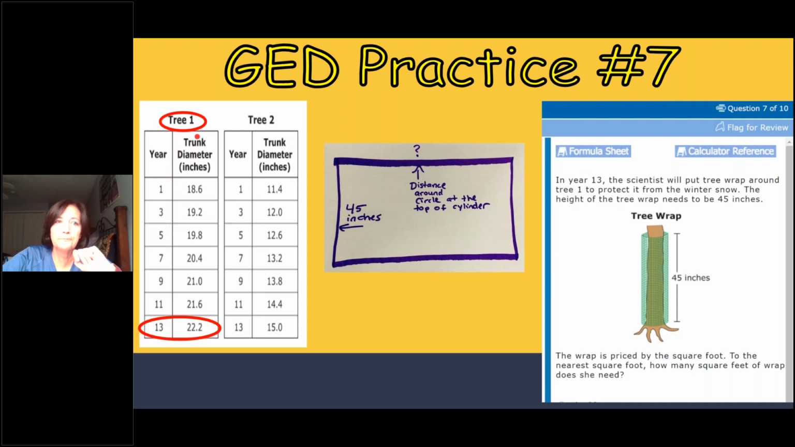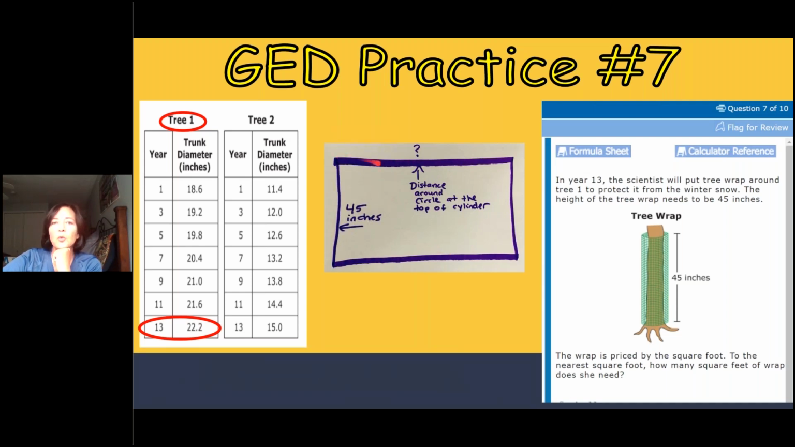We're just looking at tree 1. If we were to cut open the screen mesh, flatten it out, it would be a rectangle. And our job is to figure out how many square feet of wrap we need to go by. Okay, so we know our rectangle is going to be 45 inches tall because she told us that. She said that it all needs to be 45 inches tall.